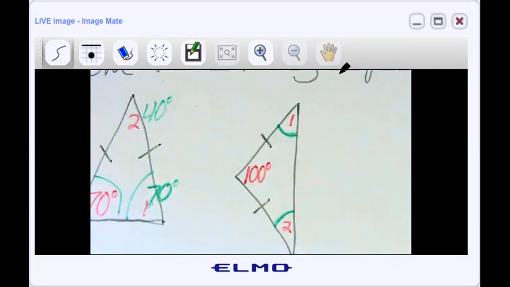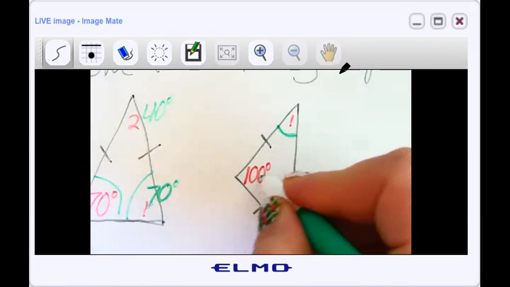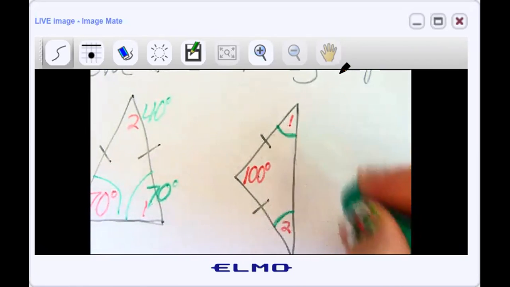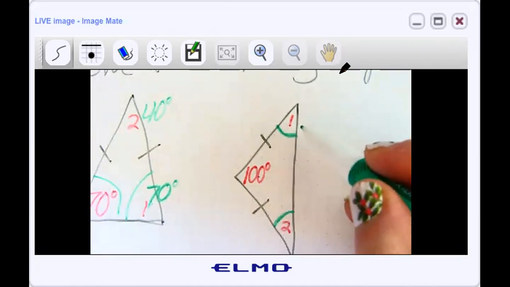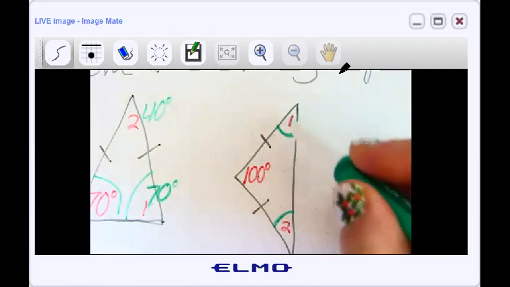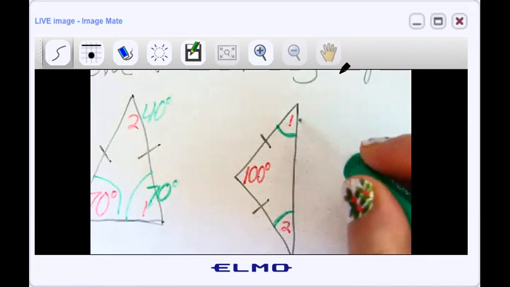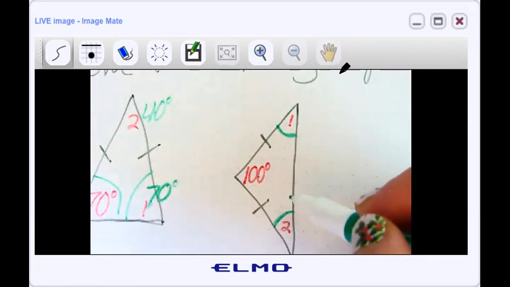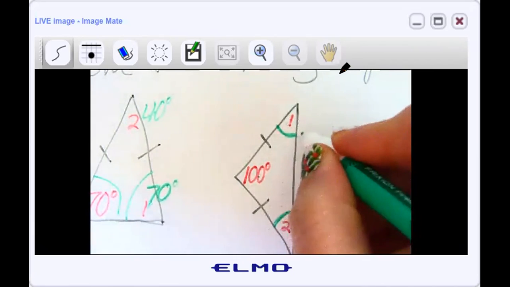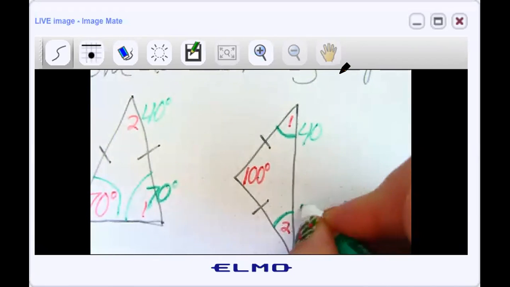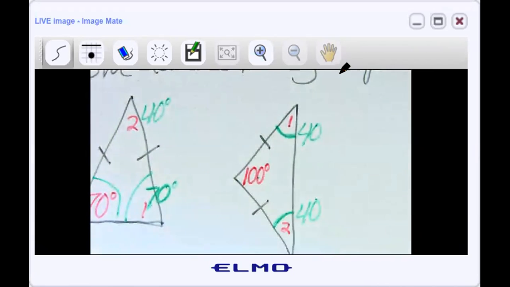So what I need to do is say, okay, well, all 3 angles have to add up to be 180. I already have 100 accounted for right here. So that means these 2 angles have to add up to be 80 together if all 3 are going to add up to be 180, right? So if these two are the same and they both together add up to be 80, the only combination that would work is 40 and 40. So angles 1 and 2 are going to be the same and they're both going to be 40.